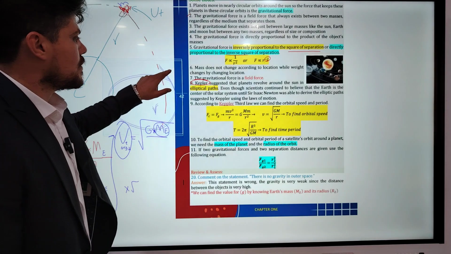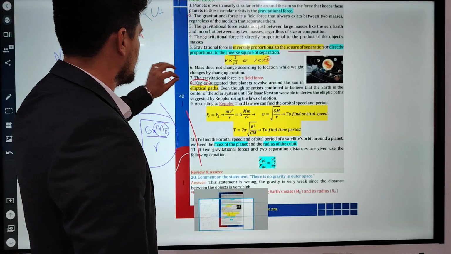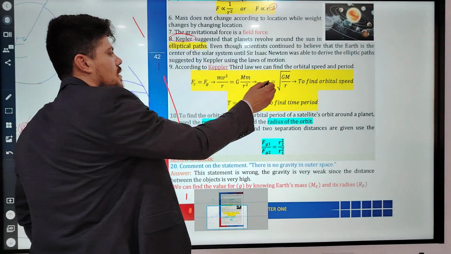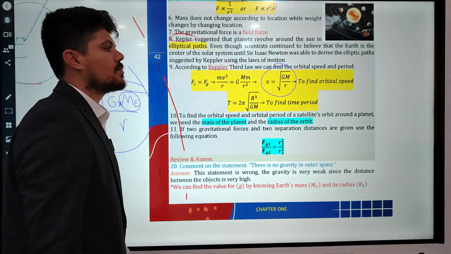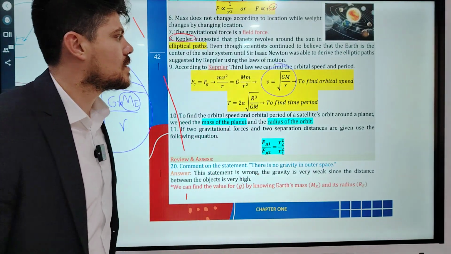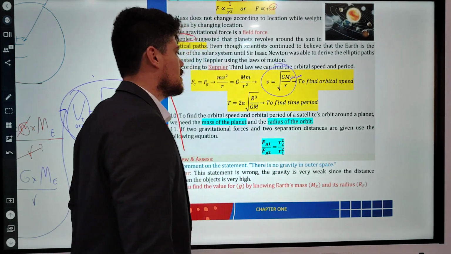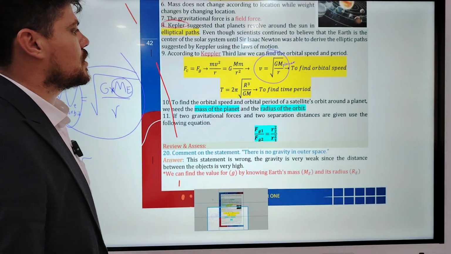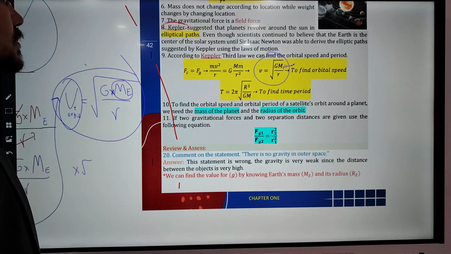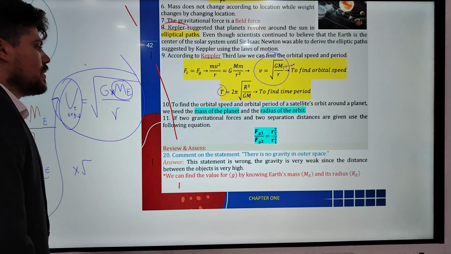Look, this is the equation: Fc is equal to Fg, m v squared over r. This is the orbital speed. Orbital speed is equal to the square root of G, the constant, times M, the mass of the planet, please, divided by the radius. And you can also find the period, which is equal to 2 pi times the square root of r cubed over G M. We will study the period in chapter 3, okay?